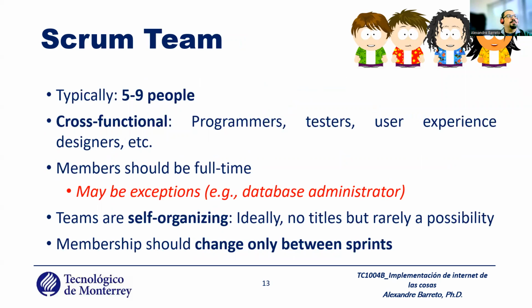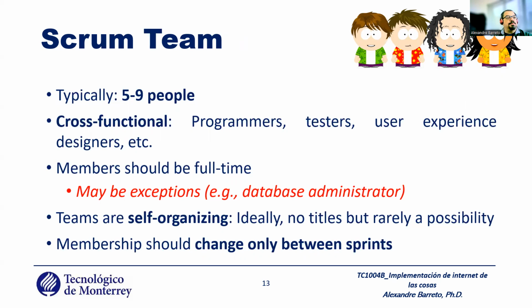This team typically has 5 to 9 people. It's cross-functional. You have programmer, tester, user experience designer, database administrator, and others. Members should be full-time, but there are exceptions. For example, a database administrator is a very, very expensive resource. It's a good idea for this guy to be shared with a lot of different teams. Teams are self-organized. You don't have a boss. For example, the team defines what you do, not one guy defining what you do for you, like in the traditional project.